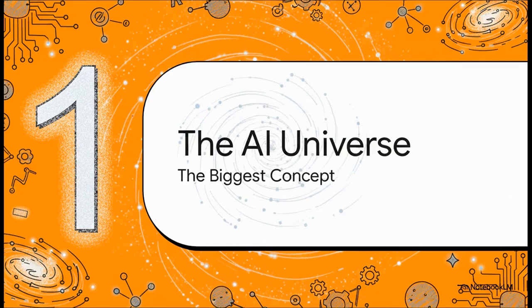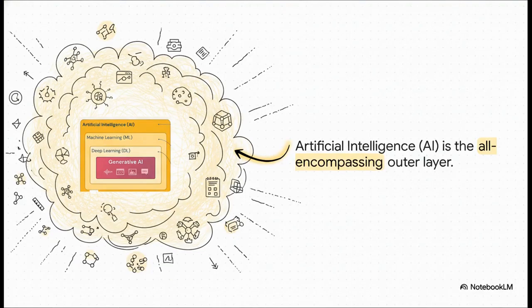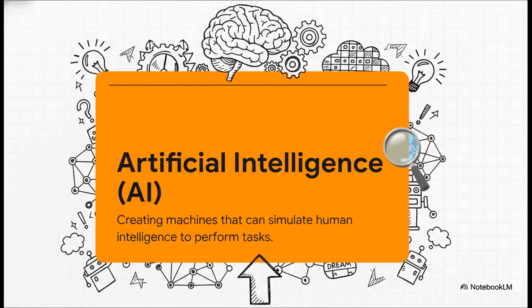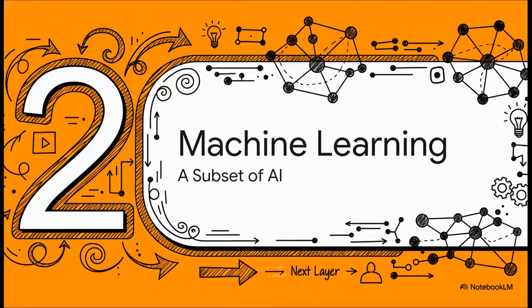So, our journey begins with the biggest idea of them all, the one that really kicked this whole thing off, the AI universe. Looking at our map, we're starting with that biggest, outermost layer, artificial intelligence, or just AI. This is the huge, all-encompassing field. Everything else we're about to discuss fits snugly right inside this circle. And here's the key thing to remember about AI. It's not a single piece of tech. It's the grand, overarching dream. It's that classic sci-fi idea of building machines that can think, reason, and learn like we do to help us get stuff done.